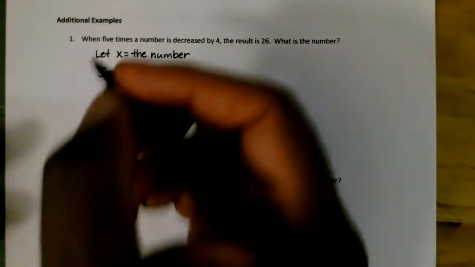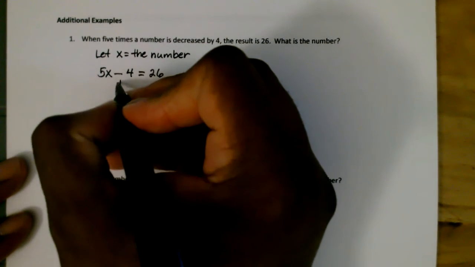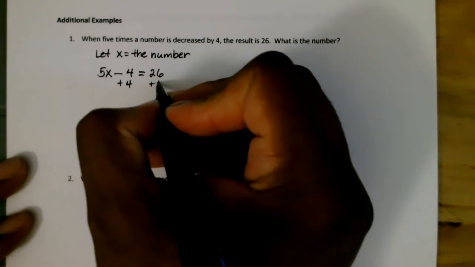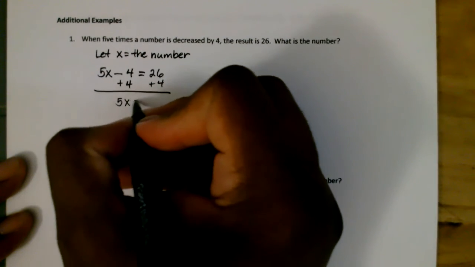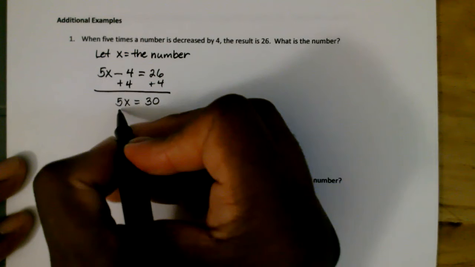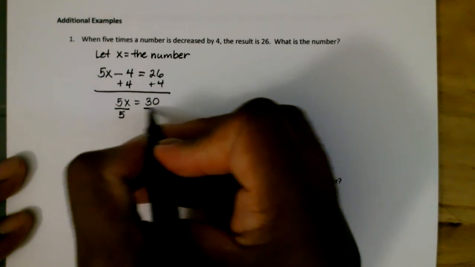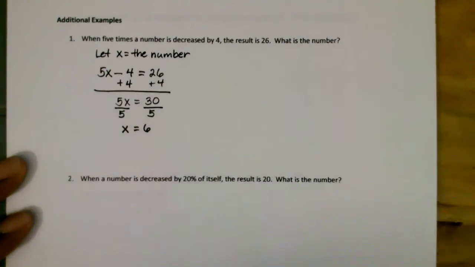Okay. So now to solve for x, or to get 5x by itself, I'm subtracting 4. I need to add 4 on both sides. So that means I'm going to have 5x is equal to 30. And to get x by itself, I'll divide both sides by 5. That would give me x is equal to 6.